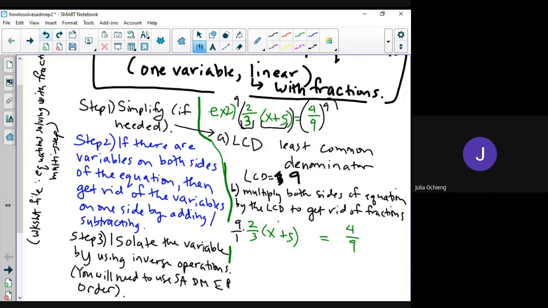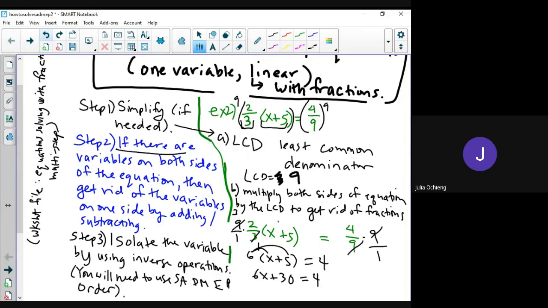Same thing on this side. I'm only going to distribute it to the 4/9 because that's all that's there. So I'm going to write this times 9, which is again the same thing as 9/1. So my goal is to get rid of the fraction, so I'm going to cancel out the denominator here. So 3 and 9 cancel to 1 and 3. 3 times 2 is 6/1, or just 6. 9 and 9 cancel out, and it becomes 4. All right. Simplify if needed. So I also need to simplify the 6 times x plus 5 to 6x. And 6 times 5 is 30.